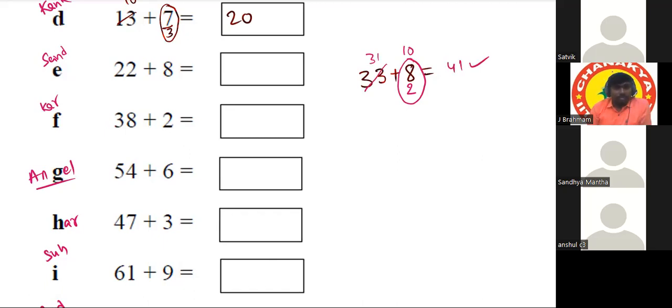Sandhya, tell. Yes, sir. 22 plus 8. For completing 8, we need 2 more. And for 2, it will be 10. And 22 will become 20. The answer will be 30. Yes, very good.